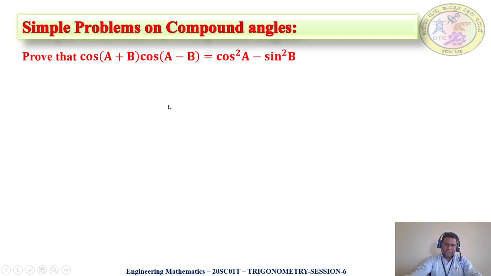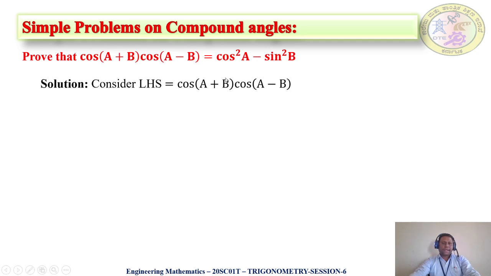Now we are going to another one. Prove that cos of A plus B into cos of A minus B equal to cos square A minus sin square B. We have to get the final answer as cos square A minus sin square B. And here we are getting two things, cos of A plus B and cos of A minus B, and those two are the compound angle formulas. So first we have to substitute the formulas, and if we simplify, then we get this answer.